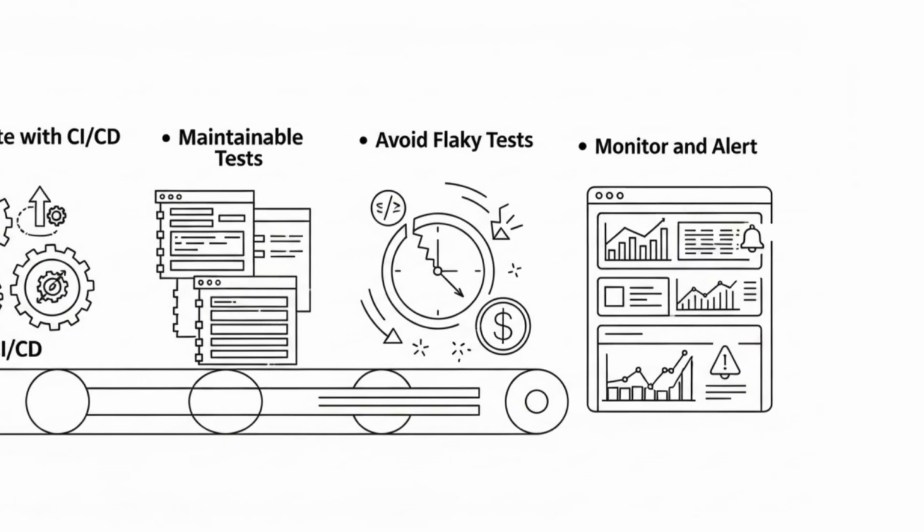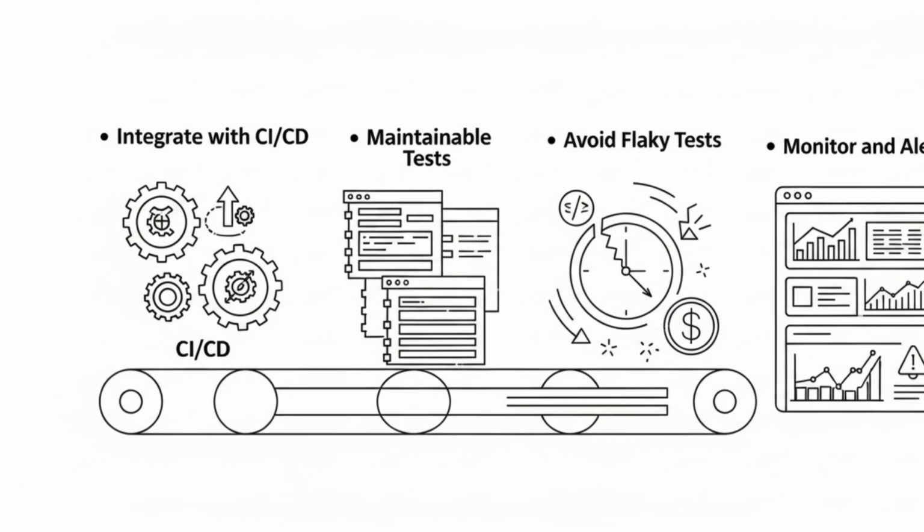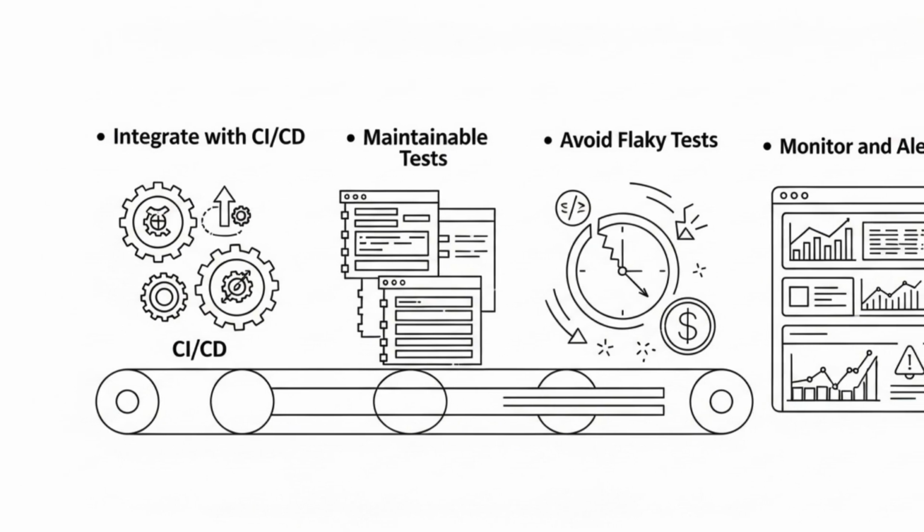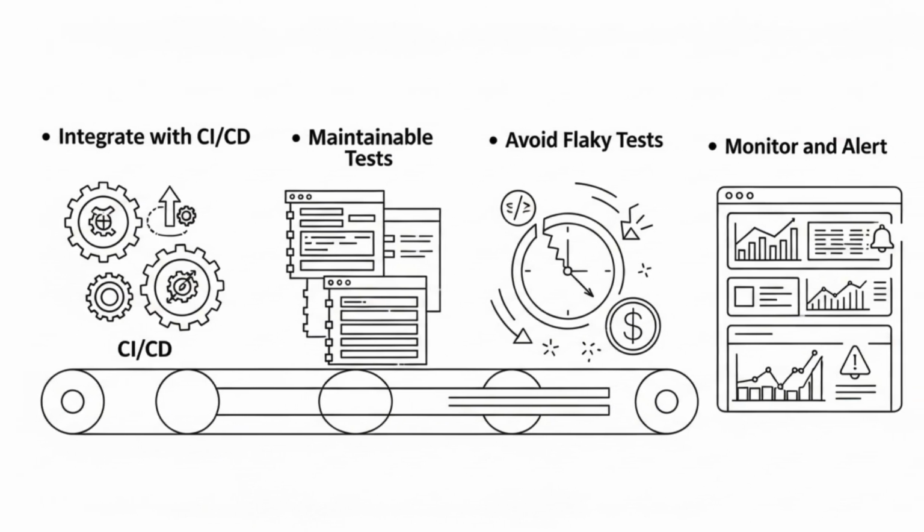To wrap things up, let's talk about some best practices and common pitfalls when it comes to API integration testing. A major best practice is to integrate your tests with CI/CD, continuous integration, continuous delivery. Your integration tests should run automatically as part of your build pipeline. This ensures that any breaking changes are caught early before they reach production. Also, strive for maintainable tests. Just like your application code, your test code needs to be readable, organized, and easy to update. Poorly written tests become a burden, not a benefit.